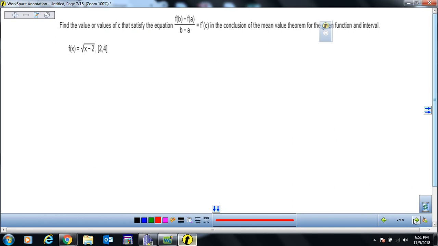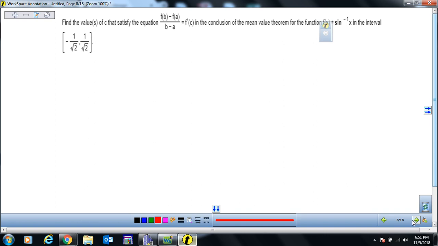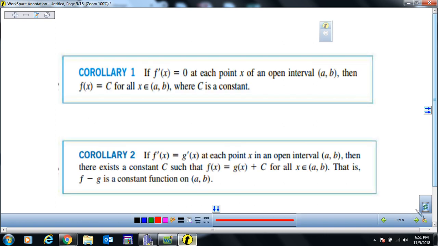I'm going to skip this one because it's the same idea as the previous one. This one too. Okay, I'm going to skip to this. Corollary 1 says, if f prime of x equals 0, so if the derivative of a function equals 0 at every point x of an open interval a through b, then f of x equals c for all the x's within the open interval a through b, where c is a constant.